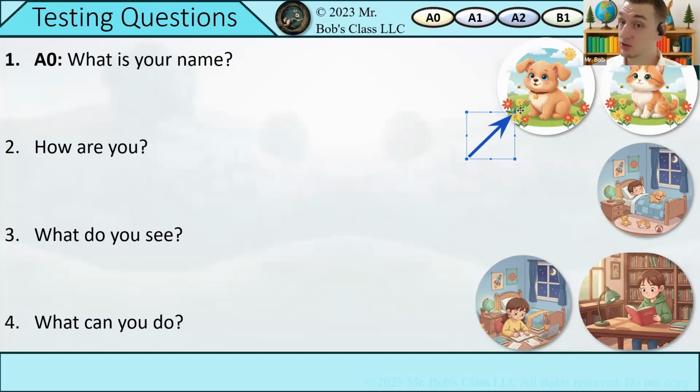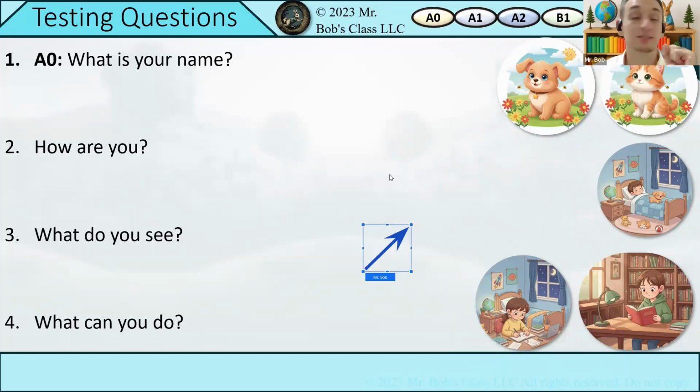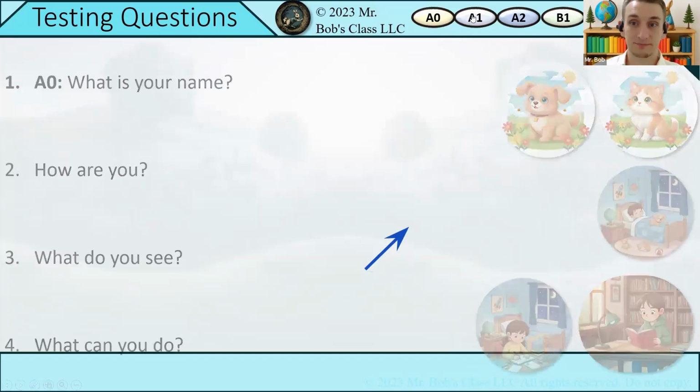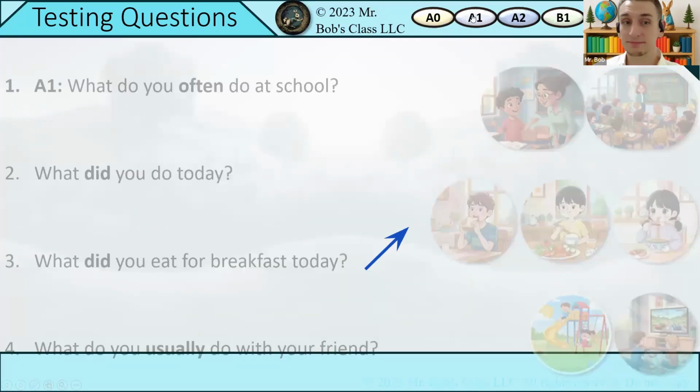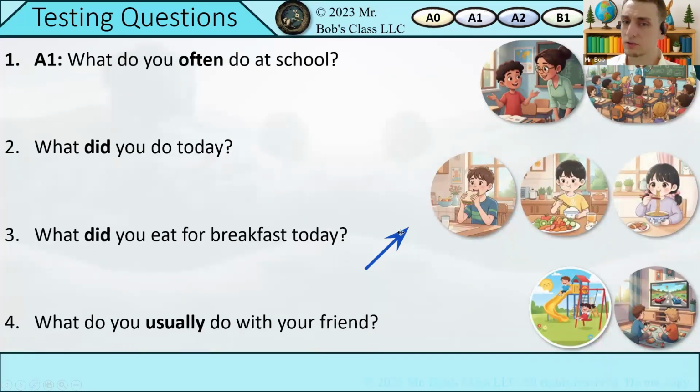I see a dog. I see a cat. I can sleep. I can write. I can read. Really easy, just like that. At A1, what do you often do at school?